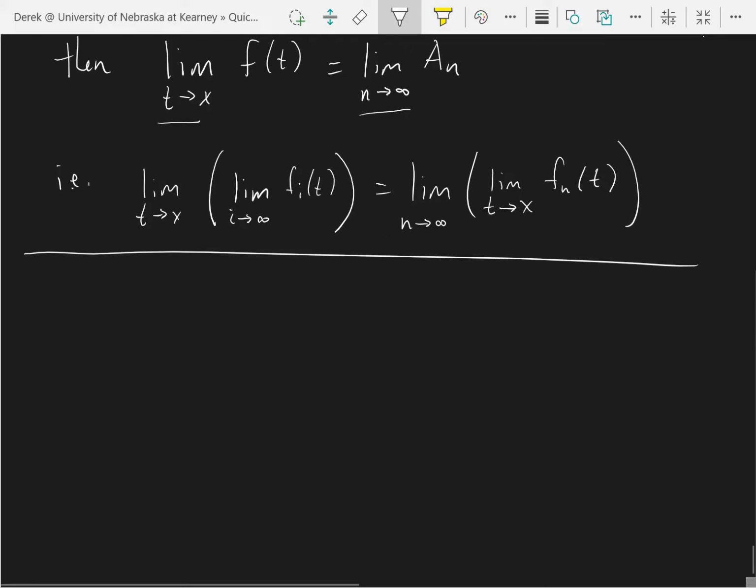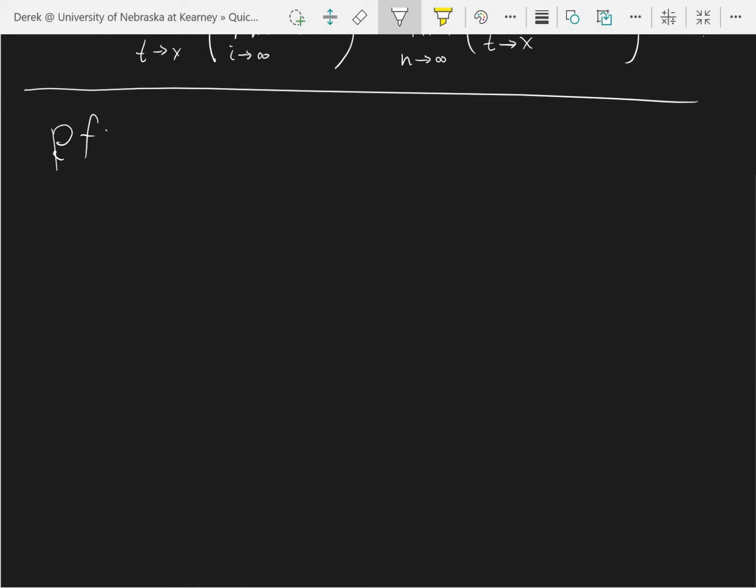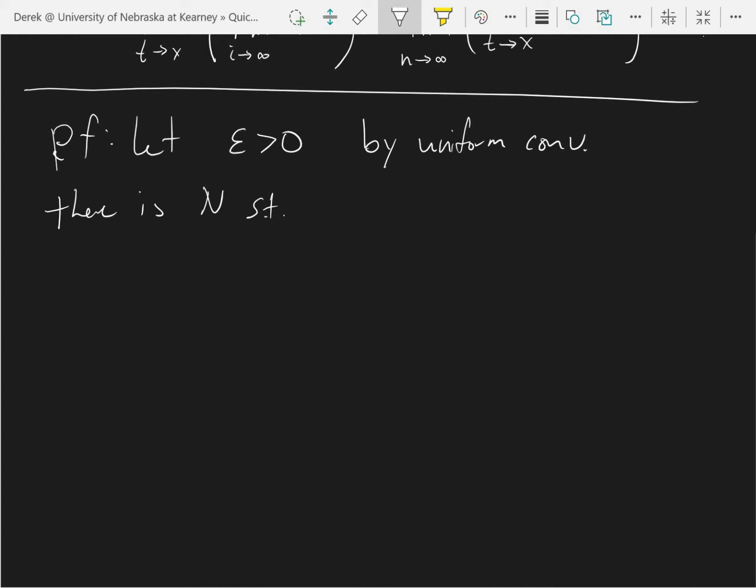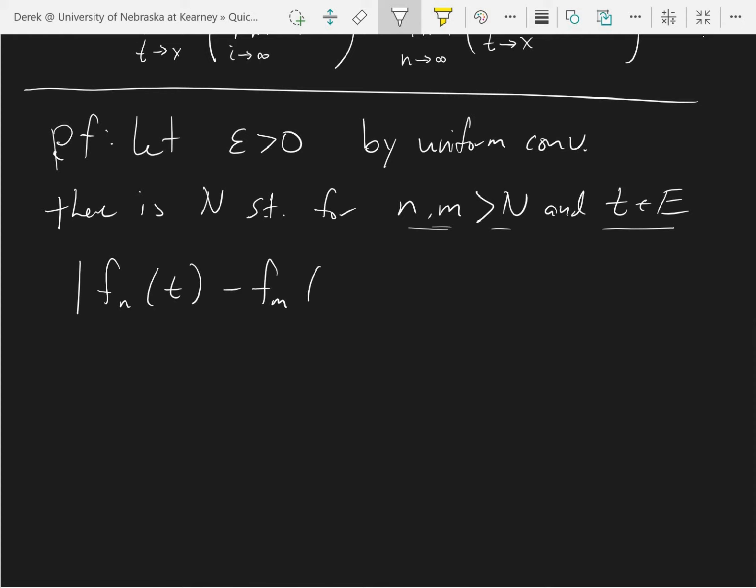So let's let epsilon be bigger than 0. By uniform convergence, there is a capital N such that for n and m bigger than N and all t in E, where I'm going to use Cauchy, the absolute value of f sub n at t minus f sub m at t is less than epsilon.